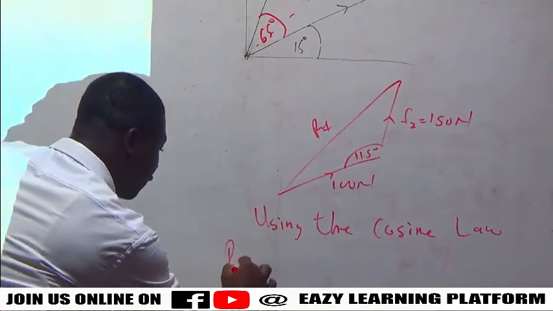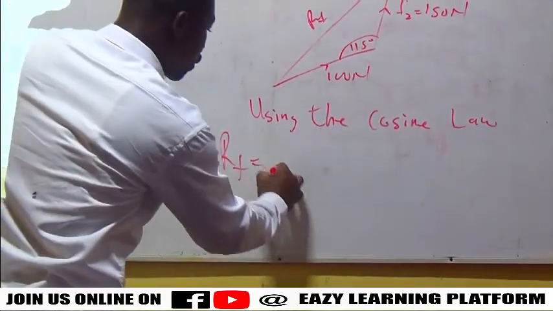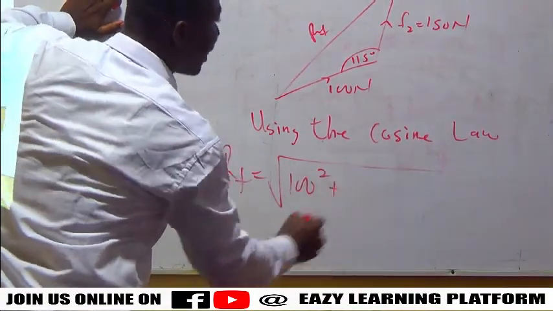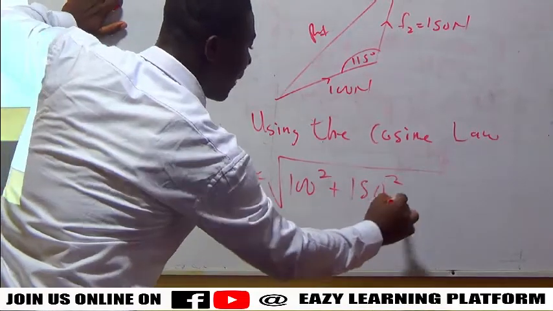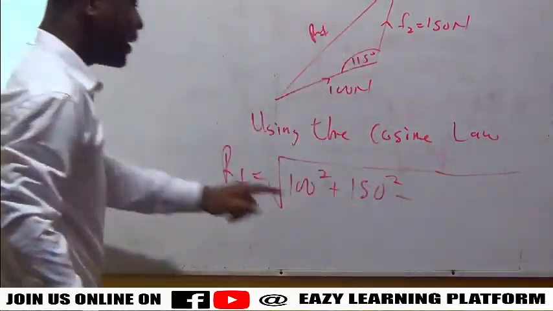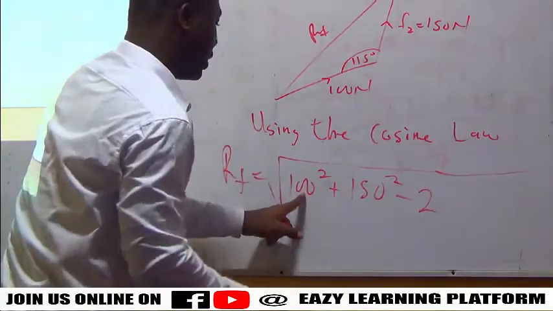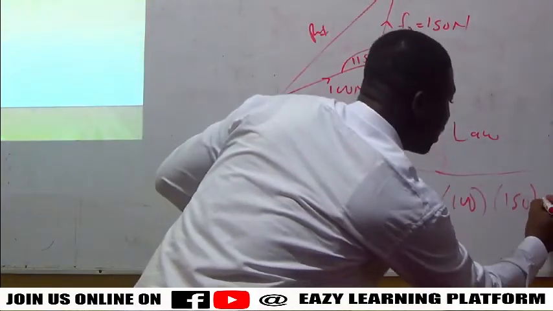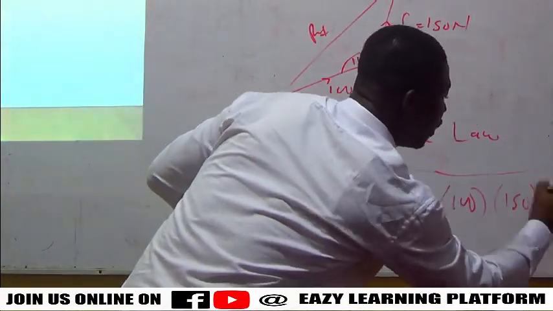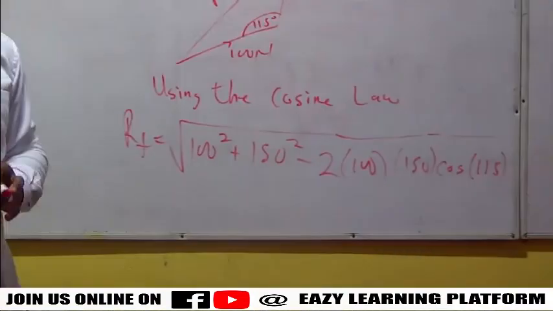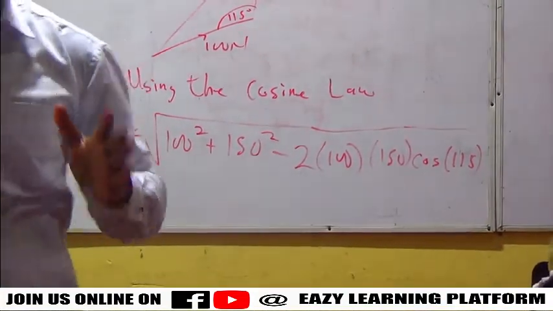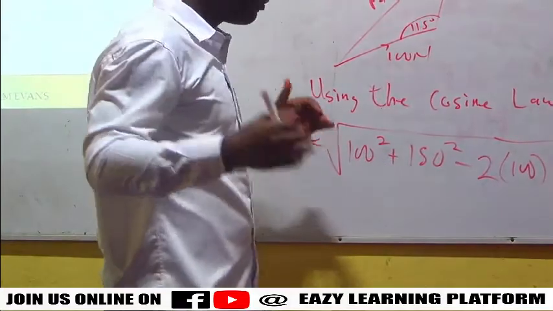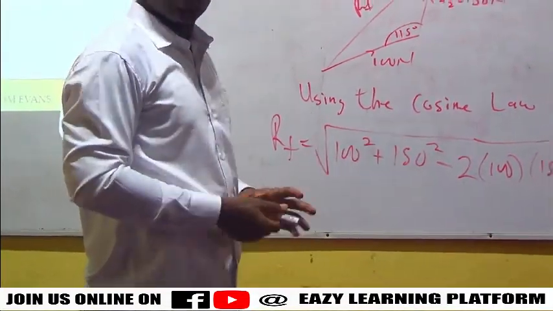I have RF to be equal to the square root of 100 squared plus 150 squared minus, don't forget, minus 2 times 100 times 150 cos 115. Don't forget your sine rule and your cosine rule. It's very important for you to remember the sine rule and the cosine rule.